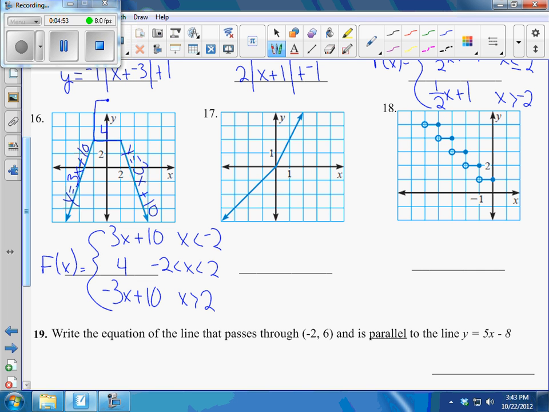Number 17, I've got two lines. The one on the left has a y-intercept of 0, and the slope is just going up. It's just y equals x. And then the second one has a y-intercept of 0, so I don't need to put anything like plus 0, but my slope is up 2 and over 1, and it is also positive.